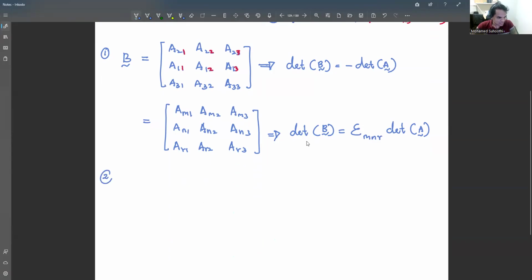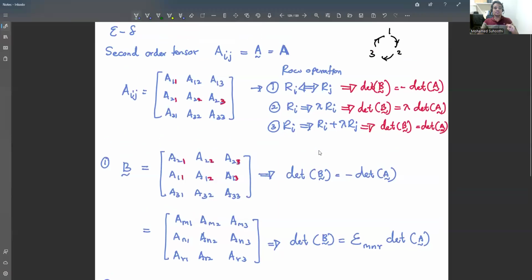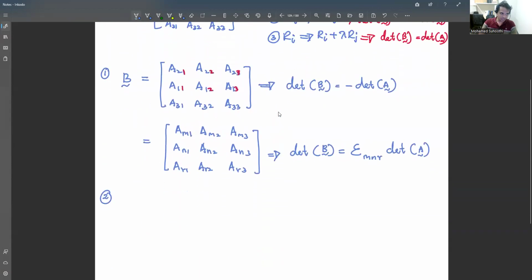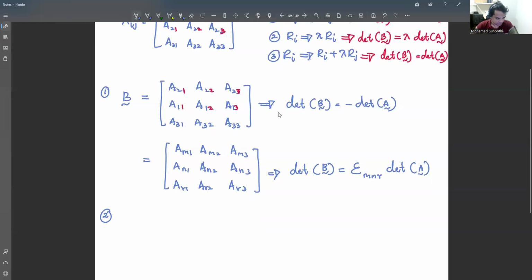Now second case, I can switch this one. I can apply this one also for the column. The same row operation you can apply for the column operation also, right? Okay, in the column operation, let's say now my B matrix.